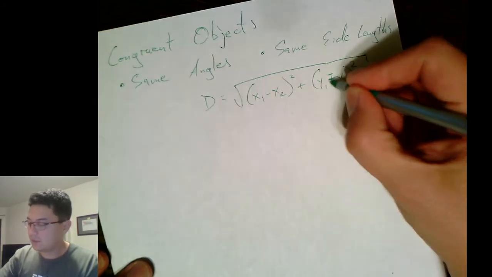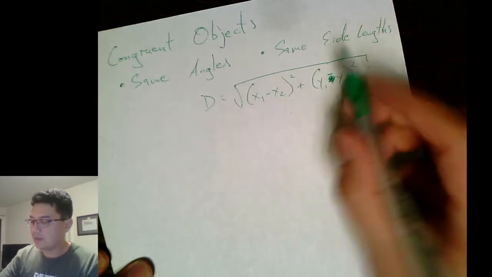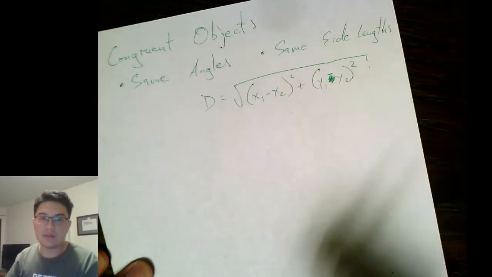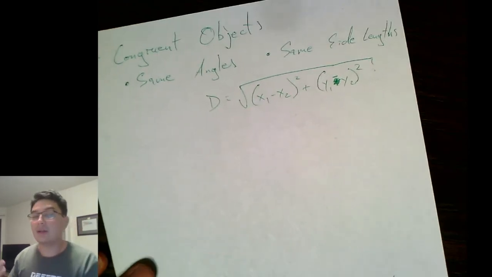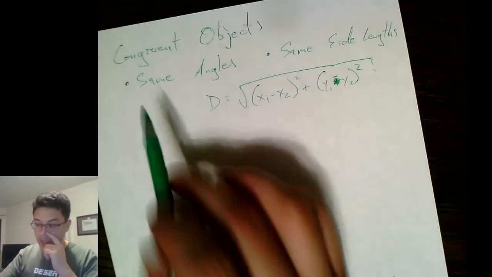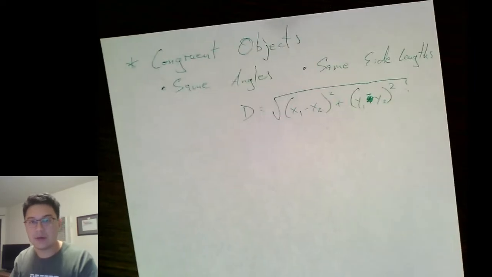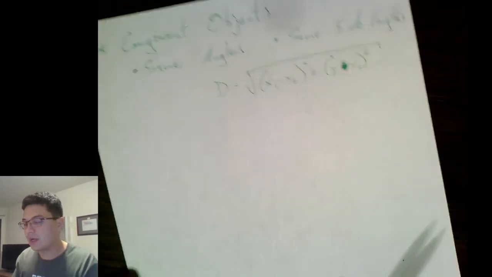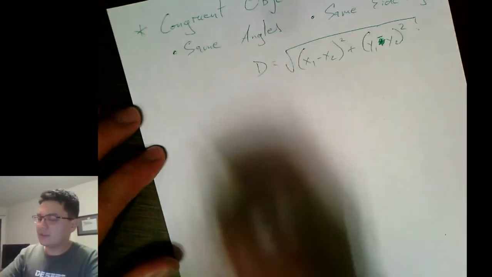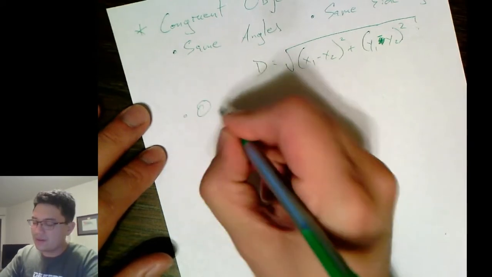Okay, so let me get rid of that. That should be a plus. There we go. So y1 minus y2. Okay, so you guys have the distance formula. You have your protractor if you do need to measure a same angle scenario to determine if those are congruent objects or not. The other thing, and this actually isn't in the book, but it's this concept of orientation.